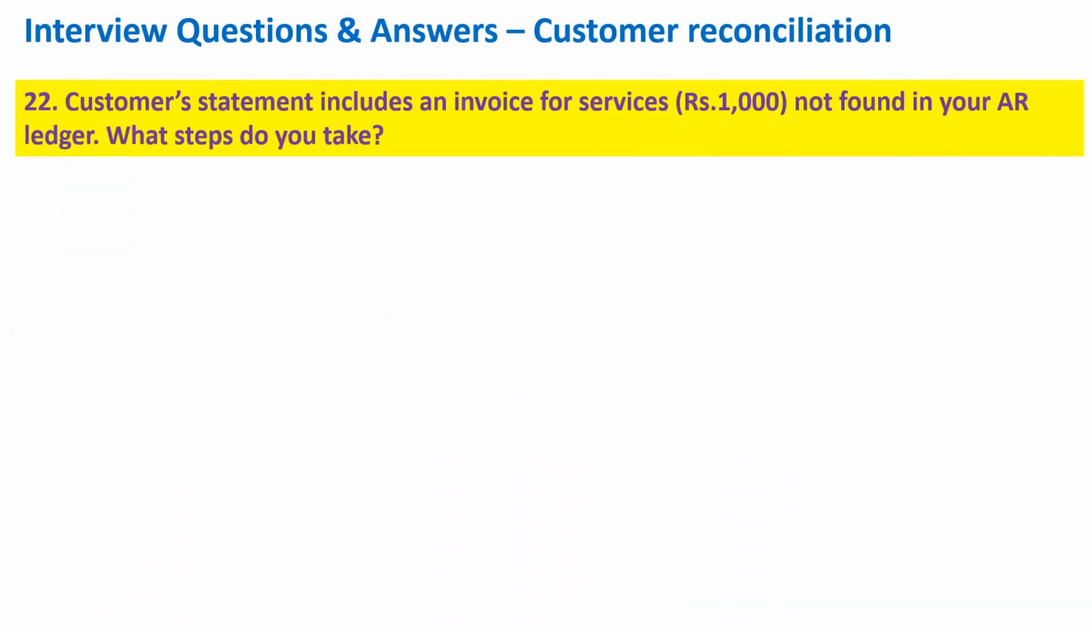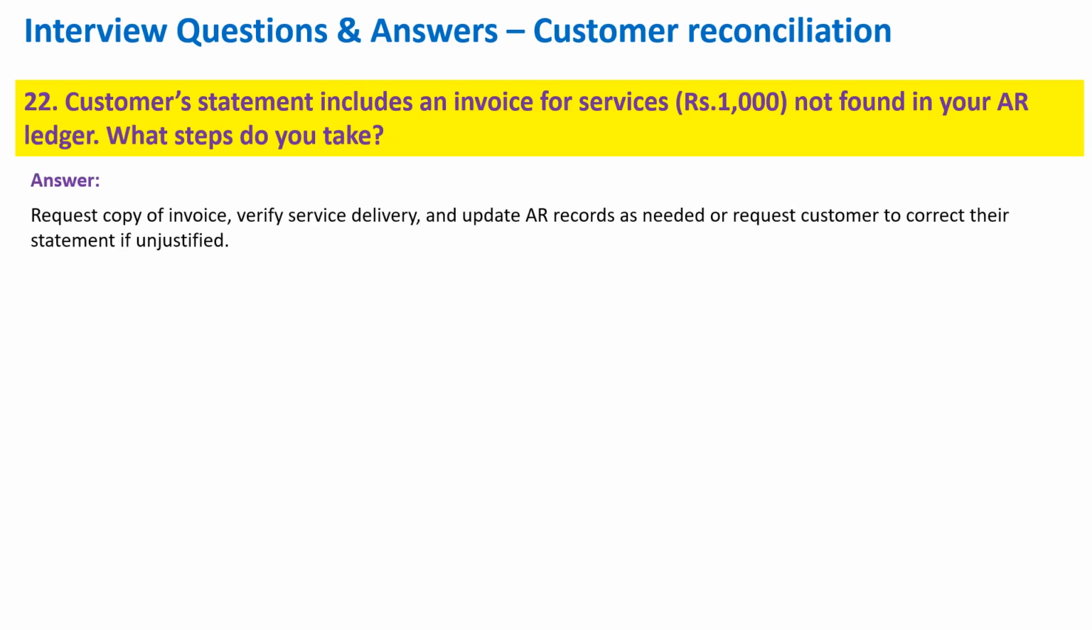Question number 22. Customer statement includes an invoice for services rupees 1,000 but not found in your AR ledger. What steps do you take? So request a copy of the invoice, verify service delivery and update AR records as needed, or request the customer to correct their statement if unjustified. So it all depends, and check that if the invoice is raised then whether it is accounted into a separate customer instead of the correct customer.